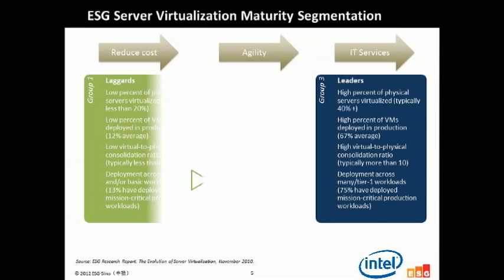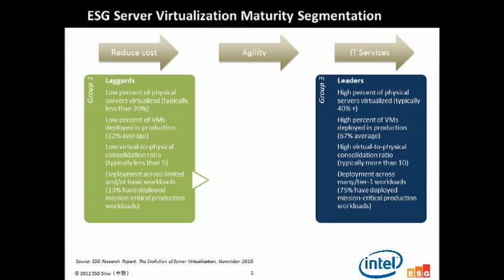Basically, group 1 has a lower percentage of physical servers virtualized, typically less than 20%, and the VMs deployed in production are less than 12%. They have a lower virtual-to-physical consolidation ratio, or VM density, typically less than 5, and deployment is across limited or basic workloads, with less than 13% in mission-critical production workloads. So for this group, typically their purpose in deploying server virtualization is to reduce cost.